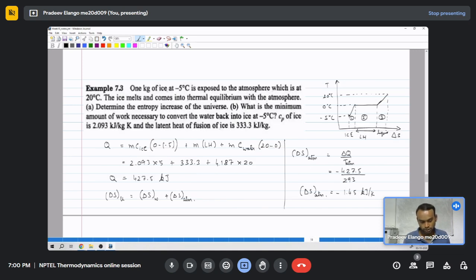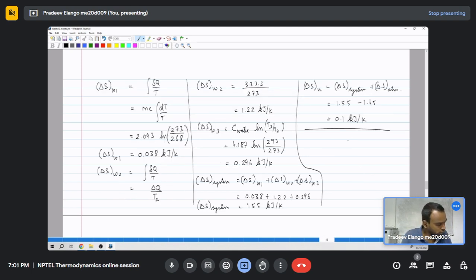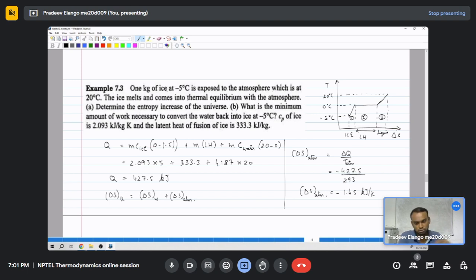In the second part, we need to calculate what is the minimum amount of work necessary to convert the water back into ice at minus 5 degrees Celsius. Cp of ice is... Now when we want to go for the reverse, say assume we have a refrigeration cycle and we are giving some minimum work to convert the ice, and we have atmosphere at 20 degrees Celsius, and this is initially at 20 degrees Celsius, and then it has to go to minus 5 degrees Celsius through all the process: first the sensible heat of water, then latent heat of the water-ice mixture, and then sensible heat of ice.